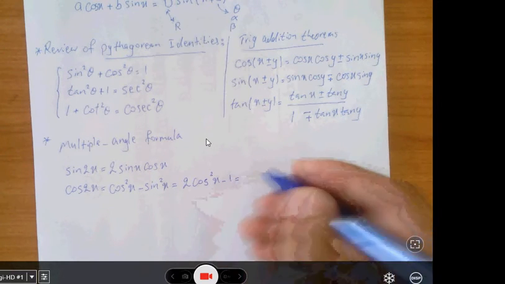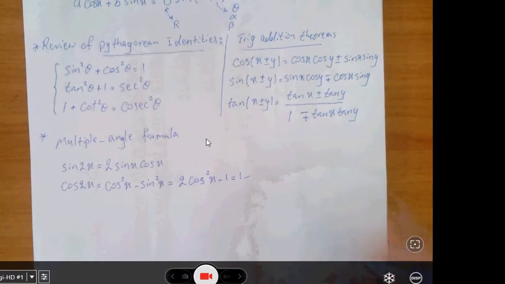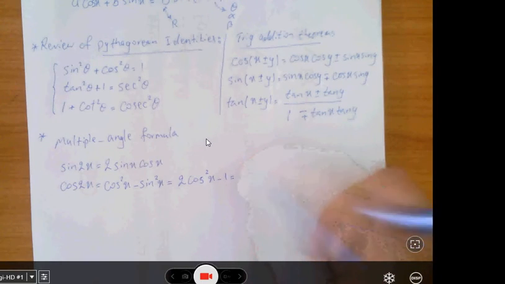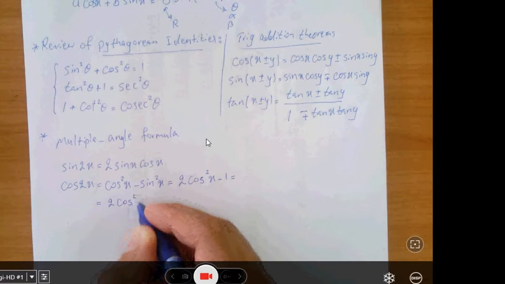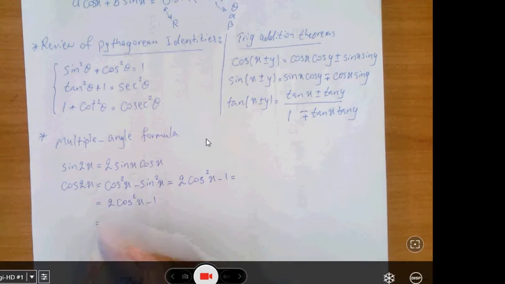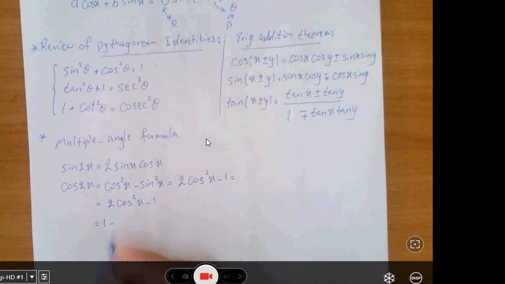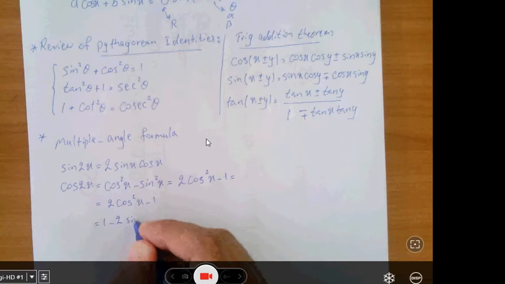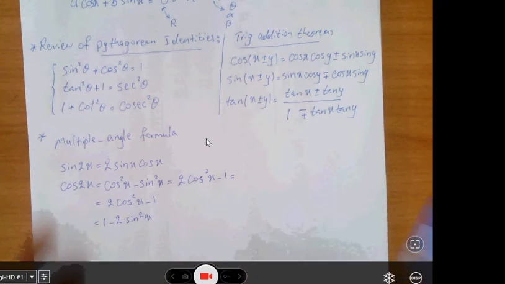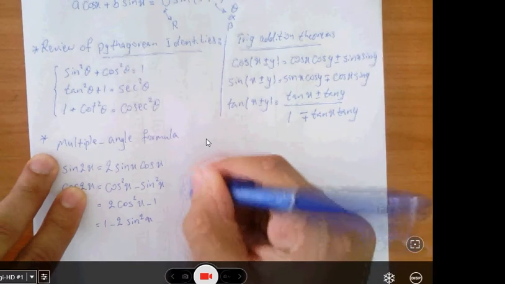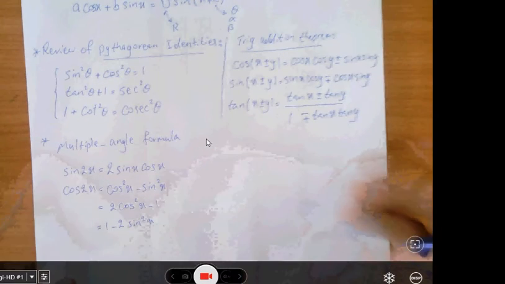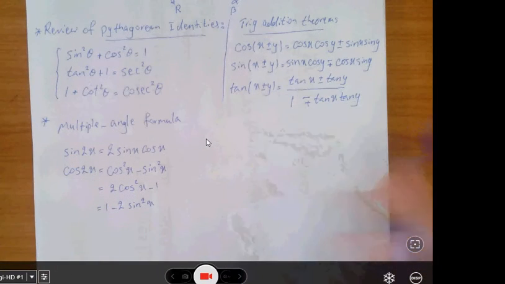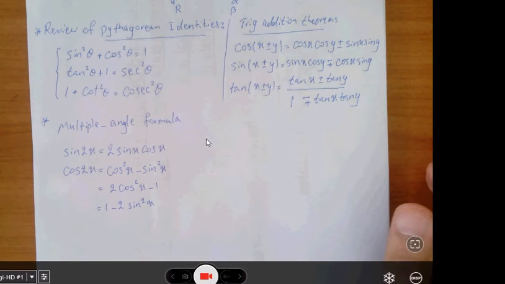Or another variation is that 1 minus, maybe I should write it underneath, so you guys can see that these are all the same thing. So that equals 2 cos square x minus 1, and that equals 1 minus 2 sine square x. Okay, very good. All right, so this will be provided for you. Beautiful. Cool.